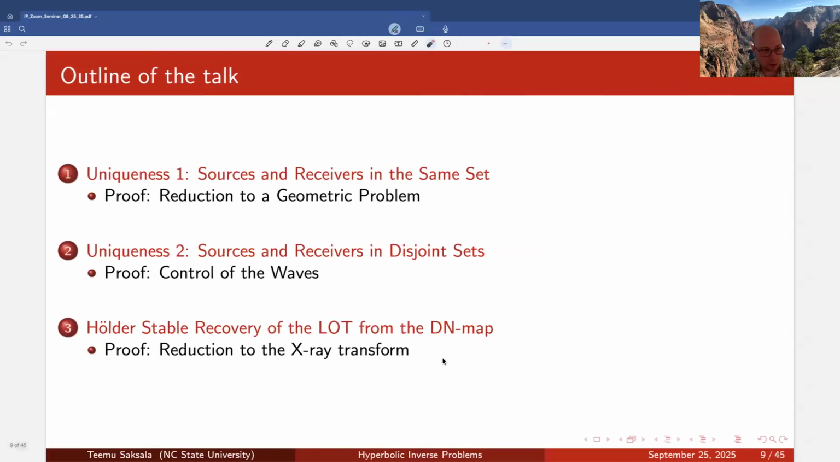And now the rest of the talk will be that I go through each of these problems more carefully and try to say something about the proofs, but I might need to skip some parts of the proofs for lack of time. But maybe here I ask if you have any questions.